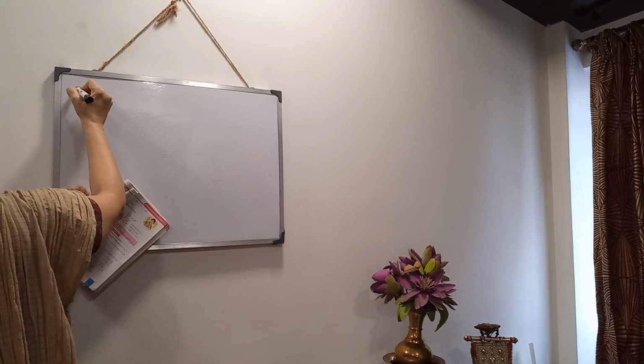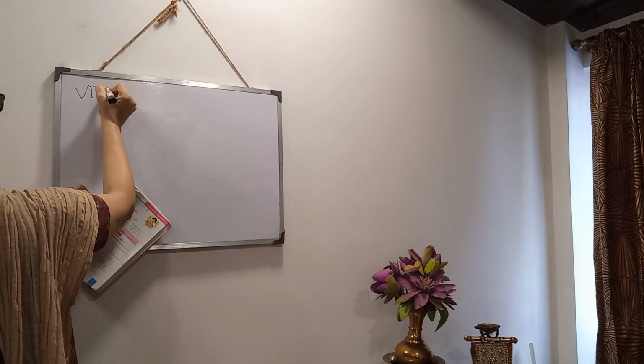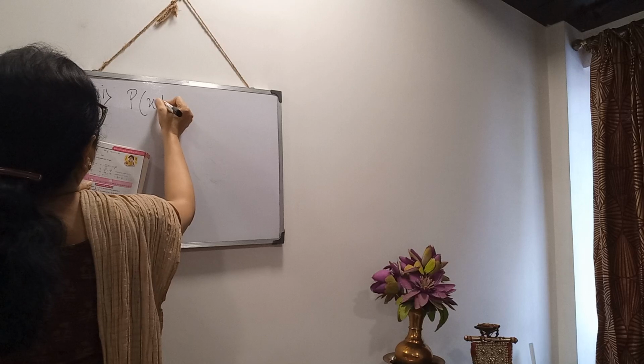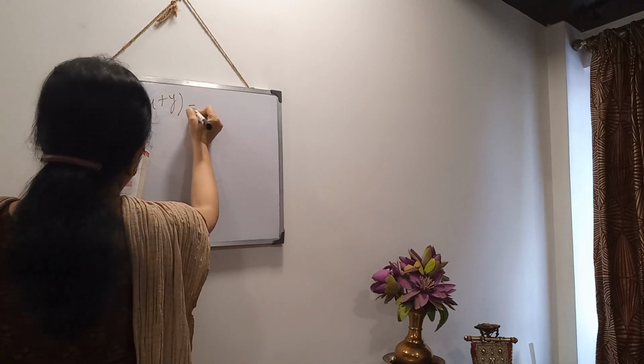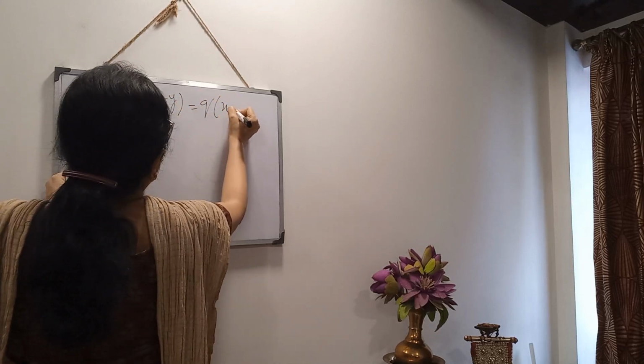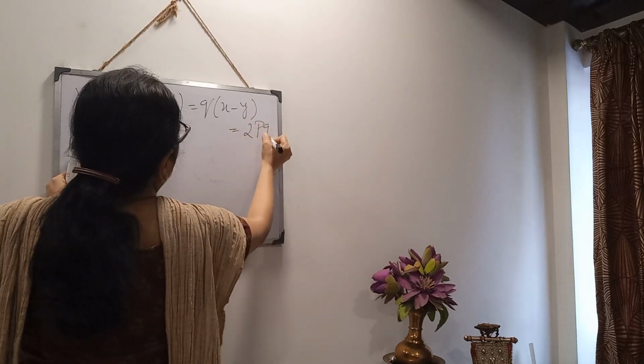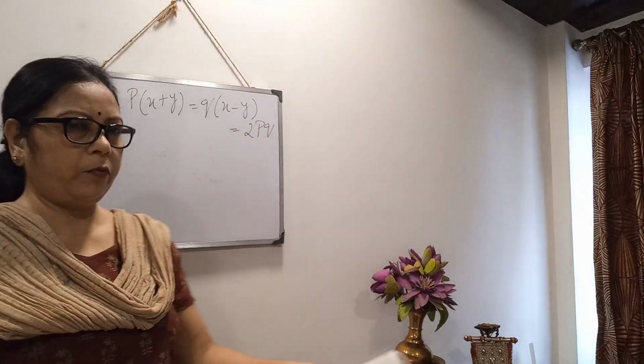number 8. p into x plus y equals to q into x minus y equals to 2pq. Here not given separate equations. Clear? Together it is written. So first we'll make two equations.